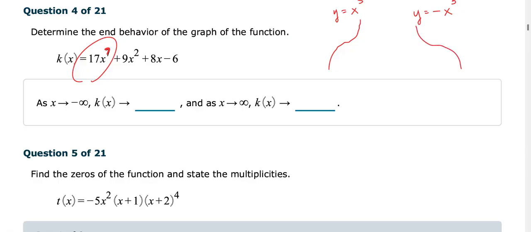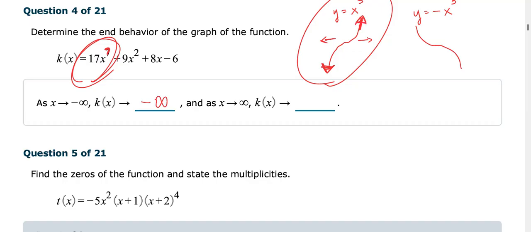Okay, so the 17 is positive. It's an x to the odd number, so it's going to look like x cubed. So as x goes to negative infinity this way, my graph goes down towards negative infinity. And as x goes to positive infinity out this way, my graph goes up to positive infinity.